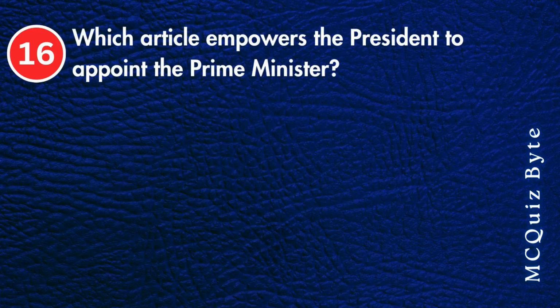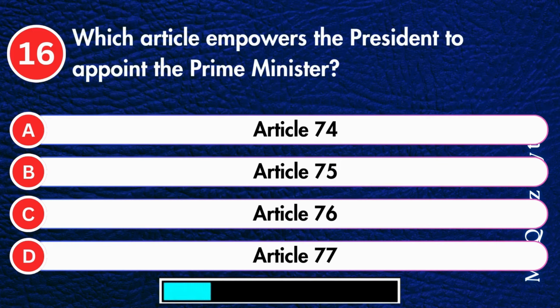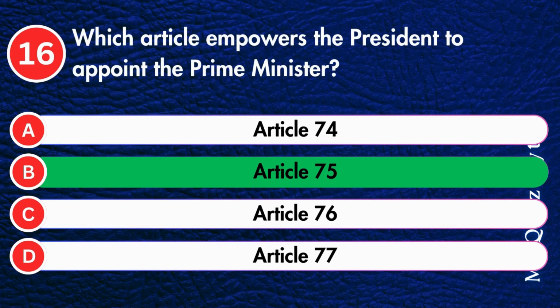Which article empowers the President to appoint the Prime Minister? Article 74, Article 75, Article 76, or Article 77? Correct answer is Article 75.